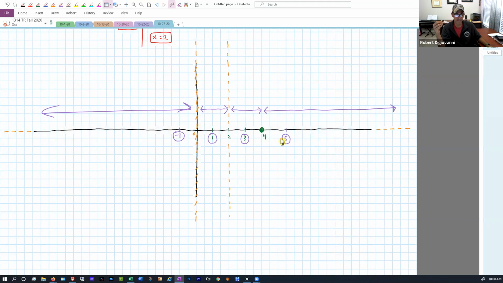Are there any questions on how I picked these test points, why I picked them, why I'm not picking more, or could I have picked fewer? Are there any questions on that?